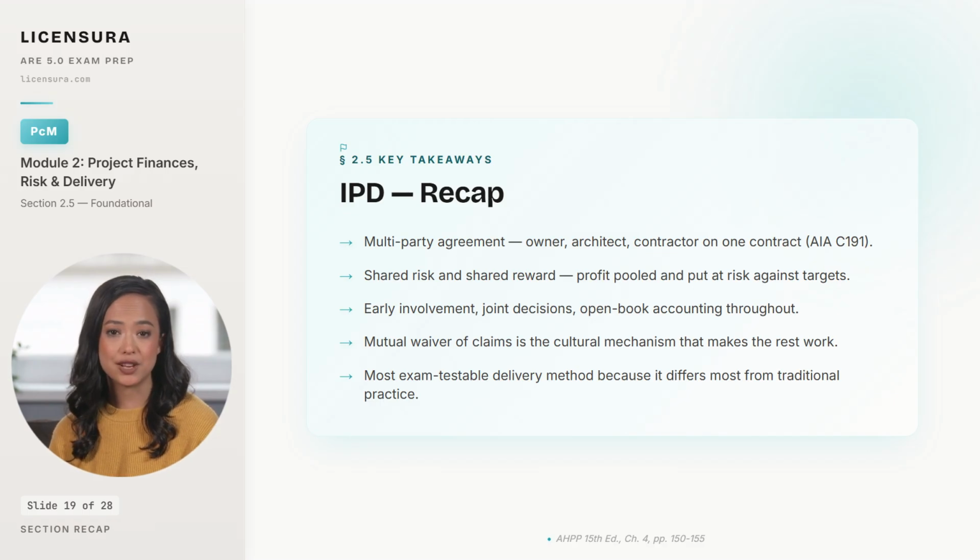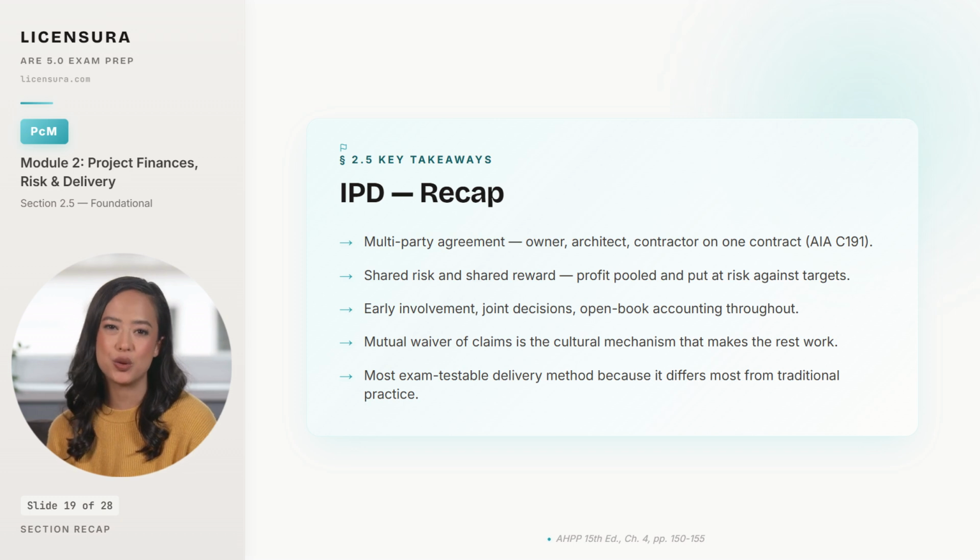5 takeaways from integrated project delivery. First, IPD is built around a multi-party agreement, typically the AIA C191, that puts the owner, the architect, and the contractor on one contract as co-signatories instead of in separate, opposing relationships. Second, the financial heart of the method is shared risk and shared reward. Profit is pooled and put at risk against cost and schedule targets agreed up front, so all 3 parties win or lose together. Third, the procedural features that support that financial structure are early involvement, joint decision-making, and open book accounting across the entire team.